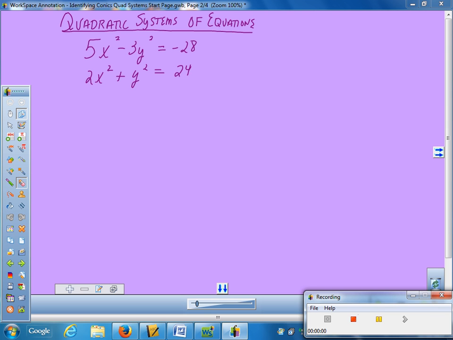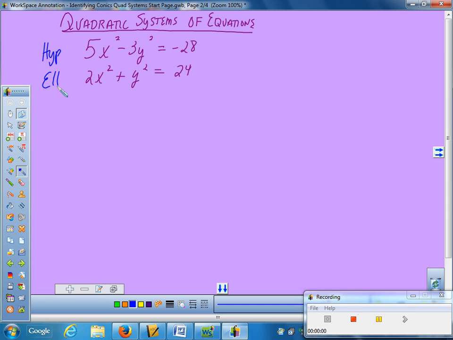So, what shape is this top equation? x squared subtracted. That's the hyperbola. And what's the second one? x squared and y squared, both positive, different coefficients. That's an ellipse. So I'm trying to figure out the intersection points of a hyperbola and an ellipse. So think about that a second. How many times could they cross?